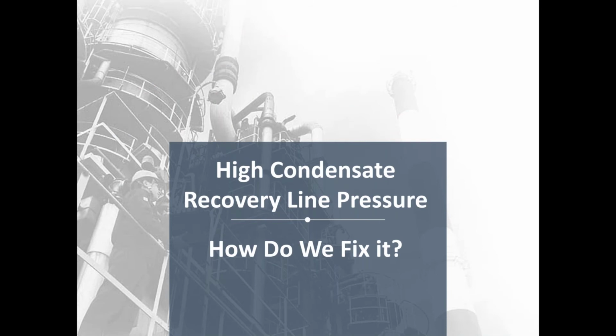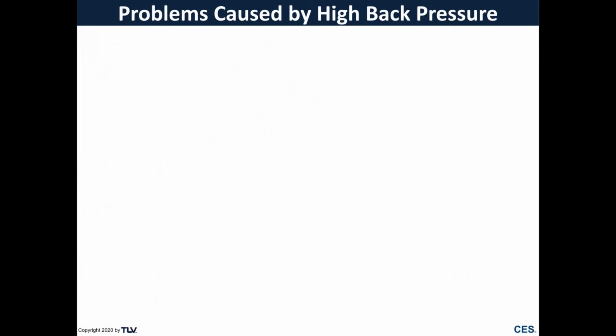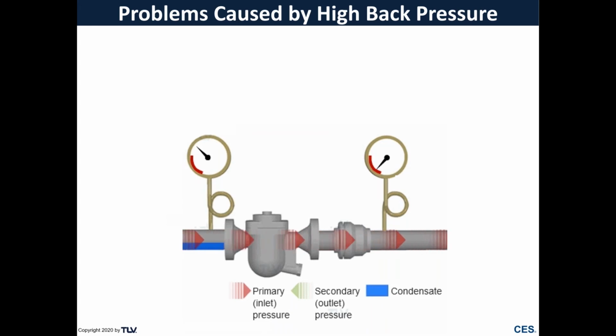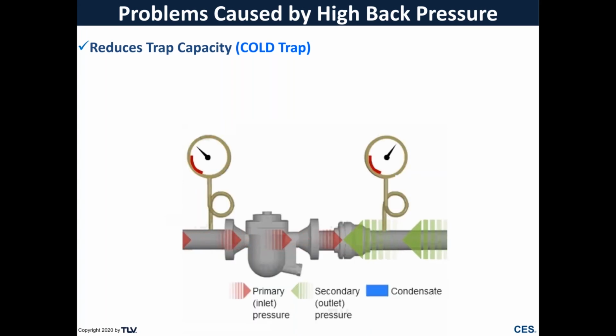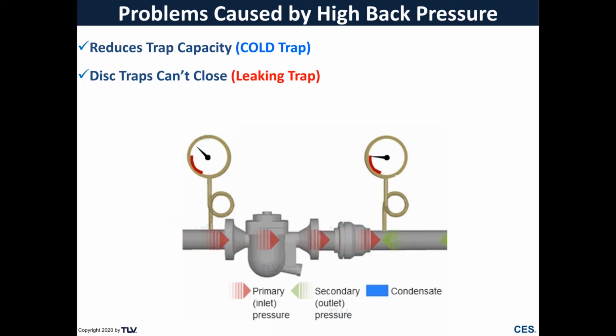Now, you might also say, well, we have problems with high condensate recovery line pressure. How do we fix that to increase our condensate recovery? Well, let's look at problems caused by high condensate recovery pressure. So here we have a steam trap fighting against a high back pressure, and a high back pressure is going to cause a reduction in steam trap capacity, which could back up condensate. Also, high back pressure will cause thermodynamic disc traps to remain open and blow steam into your condensate recovery system.